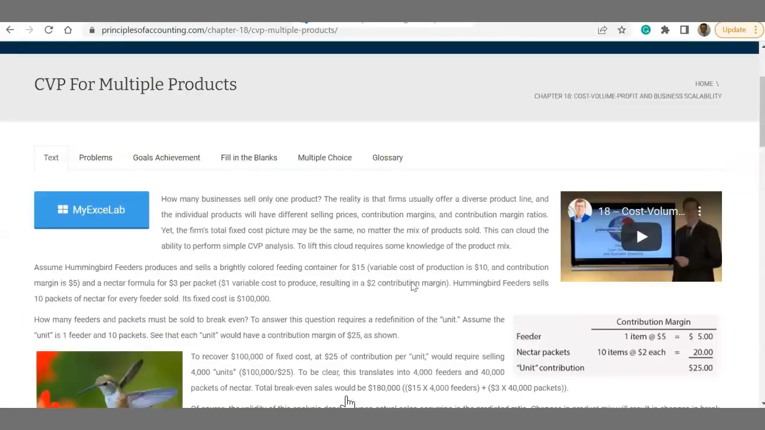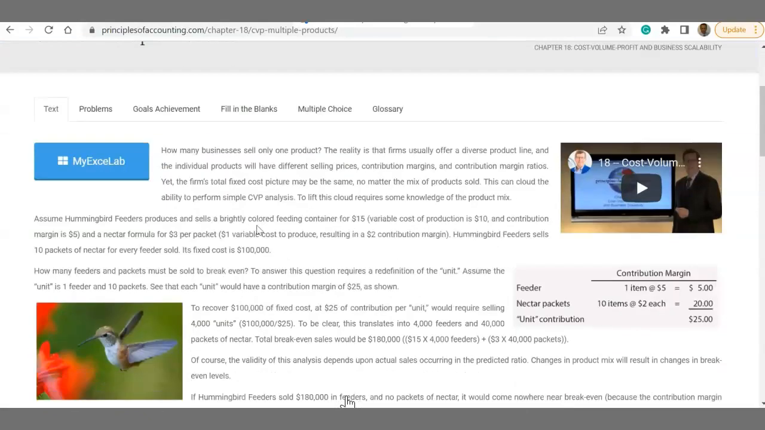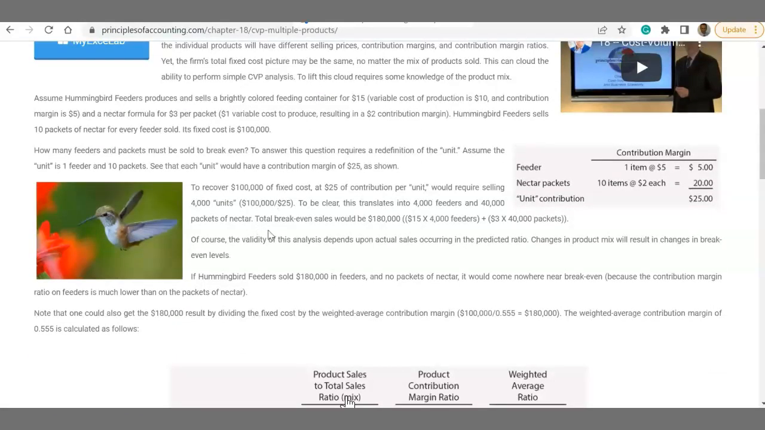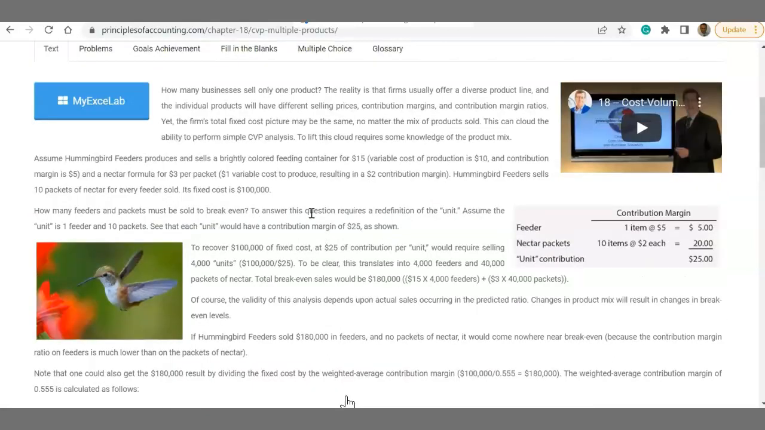Here is the mixed cost, multiple product. So let's go over this because it's a little bit detailed. It says, assume that the hummingbird feeders company produces and sells a brightly colored feeding container for $15. So the selling price is $15 and the variable cost is $10 for each feeder. That means the contribution margin is $5 for each feeder, right? 15 minus $10 variable cost gives you $5 contribution margin.